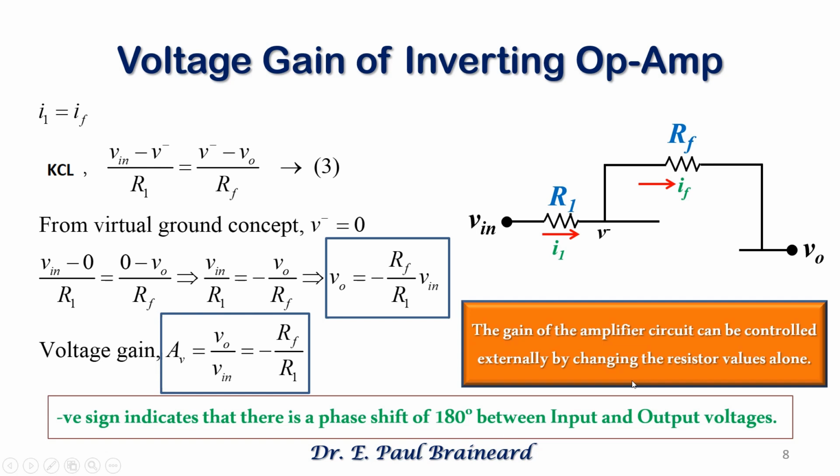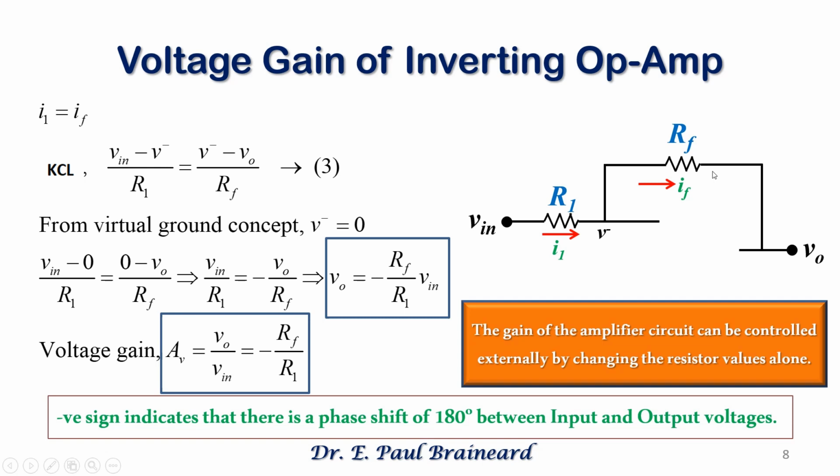Let I1 be the current flowing in the resistor R1. IF is the current flowing in the feedback resistor RF. Because it is a series circuit, the currents flowing in the resistors are the same. Therefore, I1 is equal to IF. The current I1 is the ratio of the voltage drop across the resistor R1 to the resistor R1. Similarly, the current IF is the voltage drop across resistor RF divided by RF.